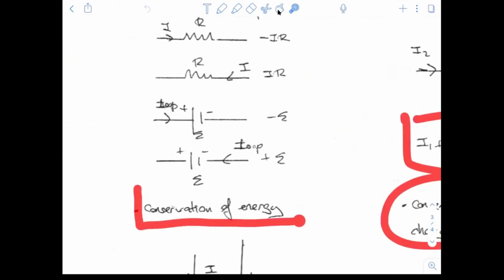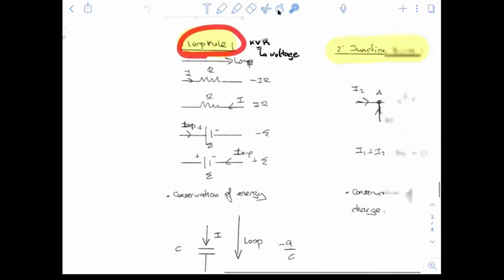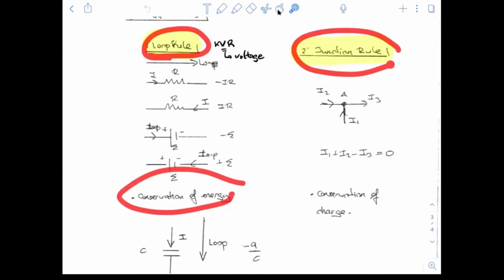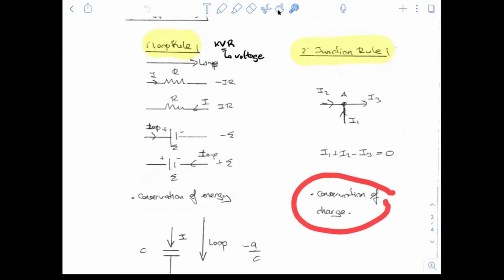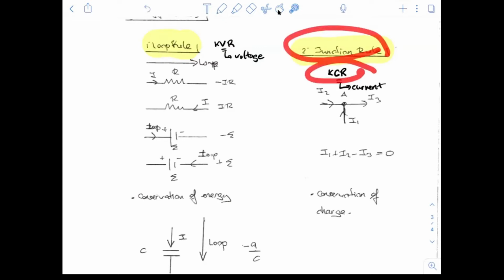The total voltage drop and the voltage gain is the conservation of energy. So the loop rule is based upon the conservation of energy. The junction rule is based on the conservation of charge. The loop rule is Kirchhoff's voltage rule, and the junction rule is otherwise known as Kirchhoff's current rule. This means current. So the junction rule is the same as Kirchhoff's current rule, and the loop rule is the same as Kirchhoff's voltage rule. Current, voltage, voltage, current.